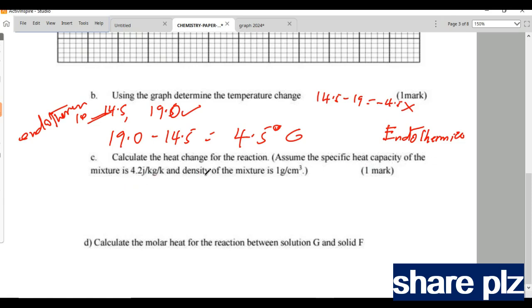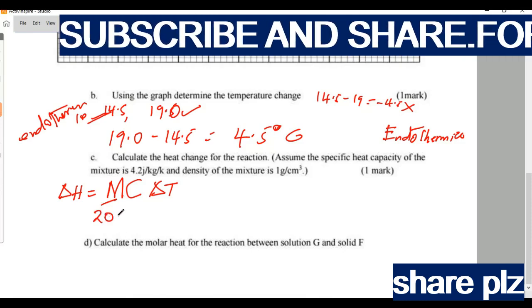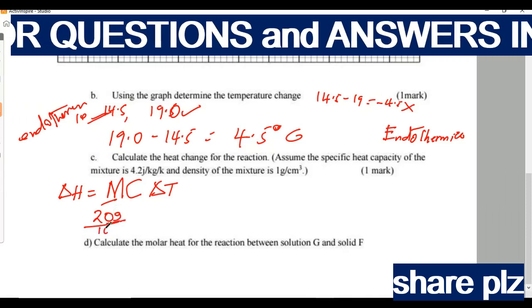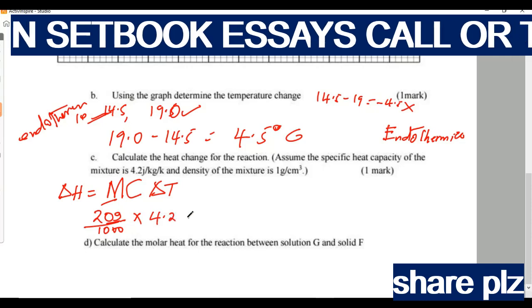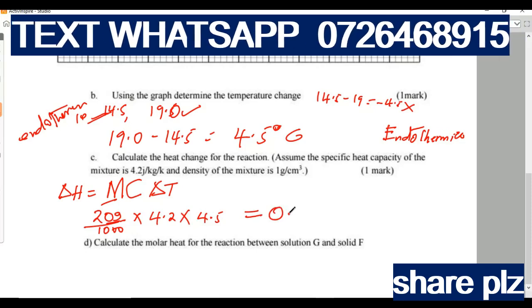Now next, calculate the heat change for the reaction, assuming the specific heat capacity of the mixture is this, and the density of the mixture is that. So we know that heat change is equal to capital M, standing for the mass of the solution, capital C, specific heat capacity, and temperature change. Now the mass that we used is 20 centimeters cube, which is the same as 20 grams. You divide by 1,000 to change that into kilograms, and then times specific heat capacity 4.2 times temperature change 4.5.